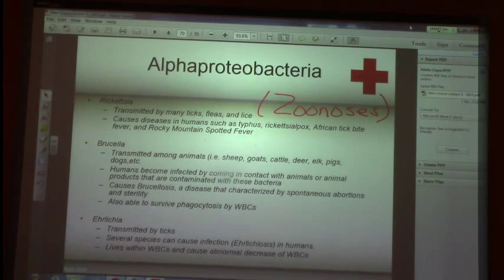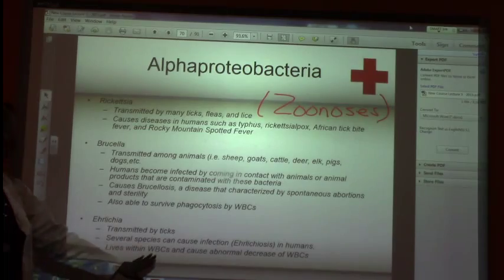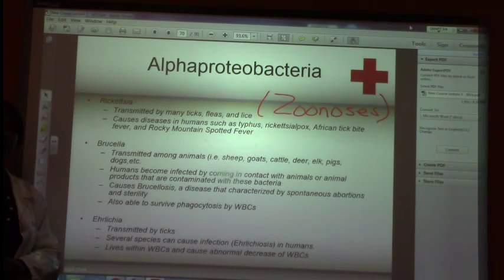Ehrlichia is also transmitted by ticks as well. And there are several different species that can cause a variety of diseases in humans, such as ehrlichiosis. These are also intracellular parasites, and as such, as you can see here, they're able to live within white blood cells.